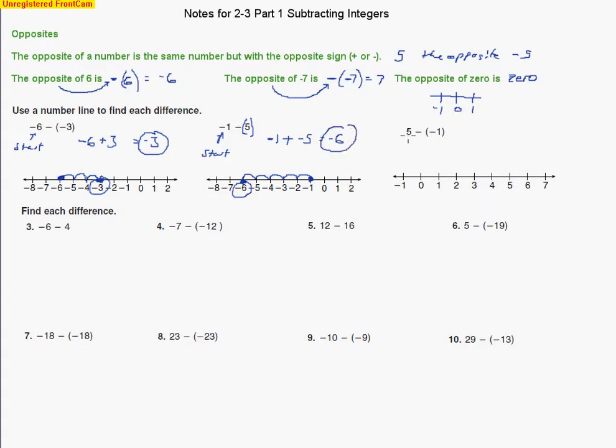Take a look at the next one. Again, I'm starting at the first number, so I start at 5, so I go over to 5, and now I'm taking away negatives.